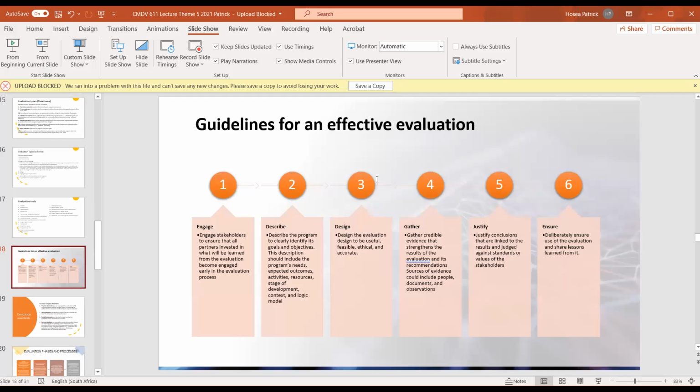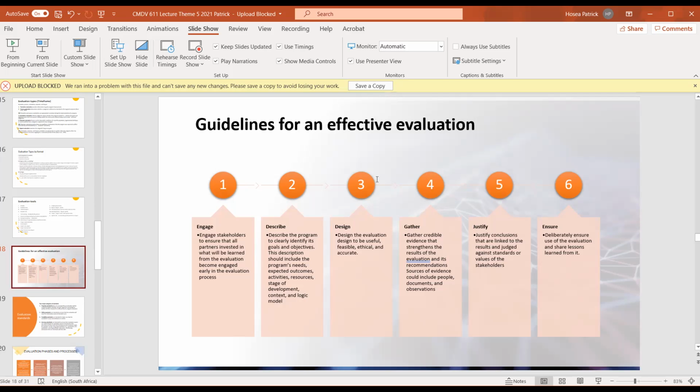So when it comes to evaluation, how do you carry out evaluation? The guidelines for effective evaluation. I've itemized 6 things that we need to look at when carrying out effective evaluation. First, we must engage. In the engagement, you must engage all the stakeholders, right? You must ensure that all the partners are involved, everybody is involved when it comes to evaluation. So there has to be the engagement of all stakeholders. You must describe the program. There has to be clarity in your description of the program objective, the program goal. There has to be a clear description of that.